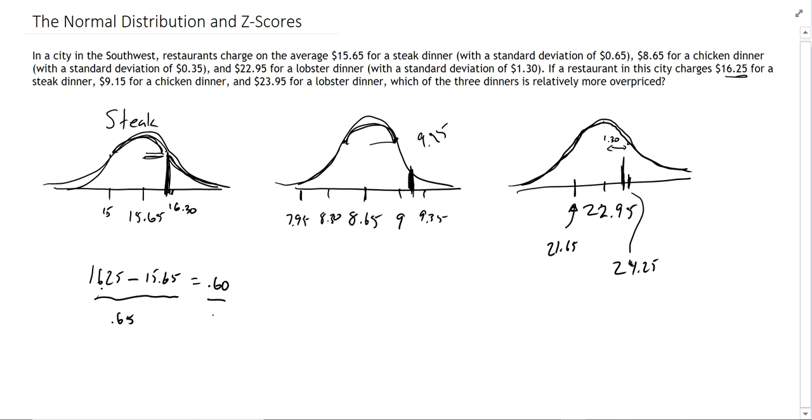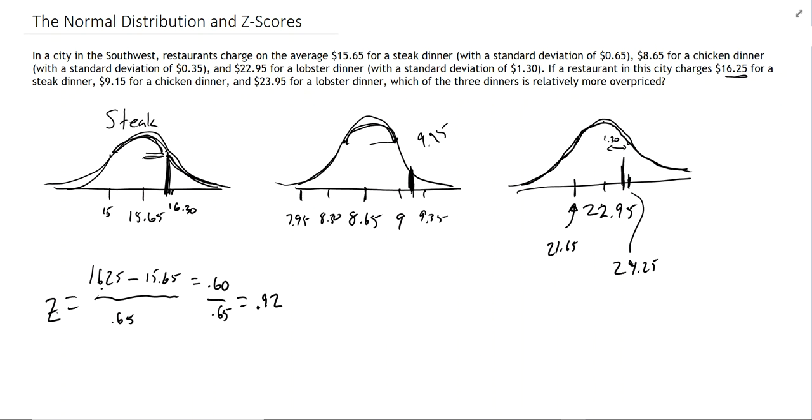So if I then divide by the standard deviation, I'll get a relative placement, so it's not just distance, because the standard deviation makes a difference here. I'm getting 0.92 as my z-score. So it's not quite a full standard deviation above the mean. It's just a little bit above the mean there.